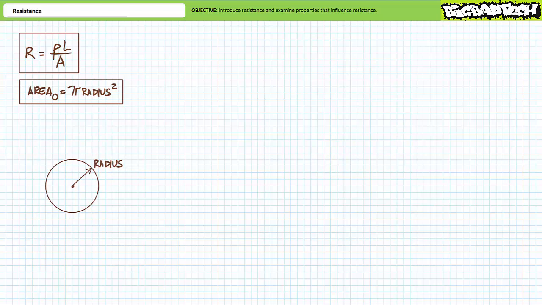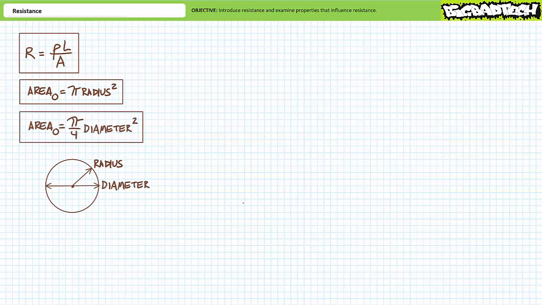circular rather than rectangular. The area of a circle can be calculated using one of two formulas, using either the radius, being a measurement from edge to center, or the diameter, being edge to edge passing through the center. Area equals pi r squared, or area equals pi over 4 times the diameter squared. Note the ratio pi over 4 precedes the multiplication of diameter squared.